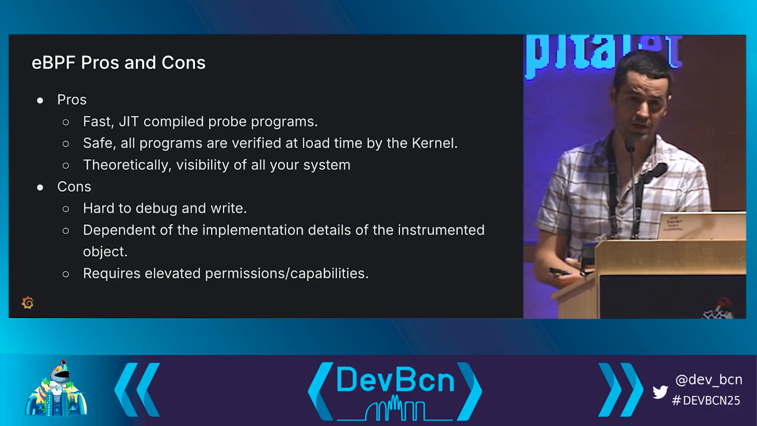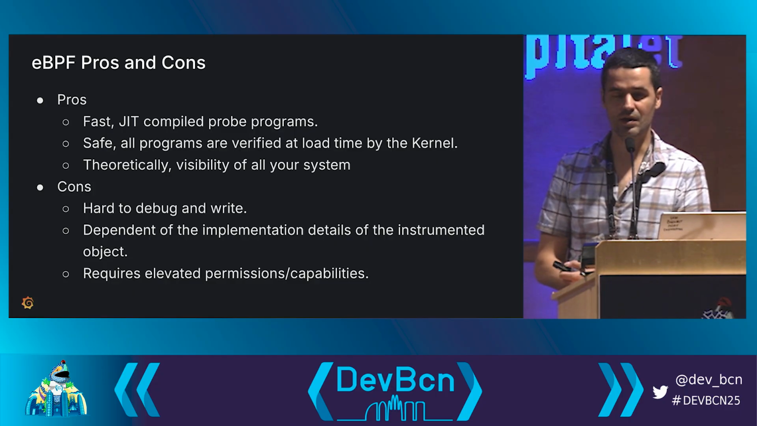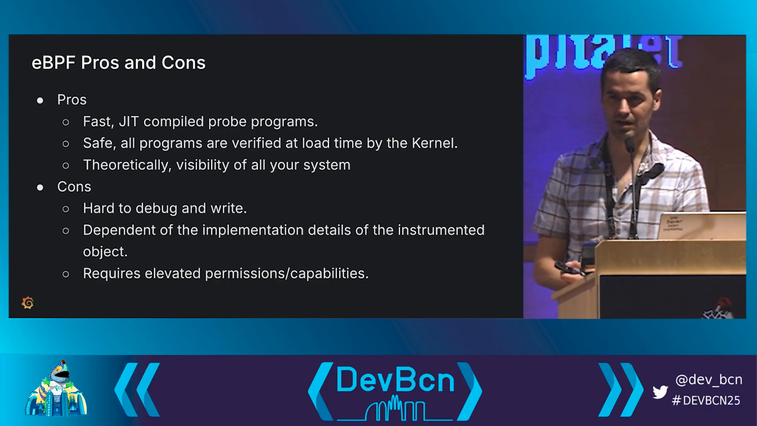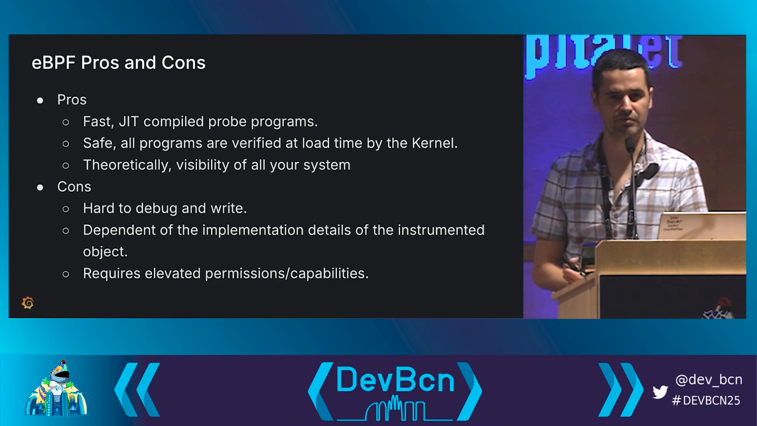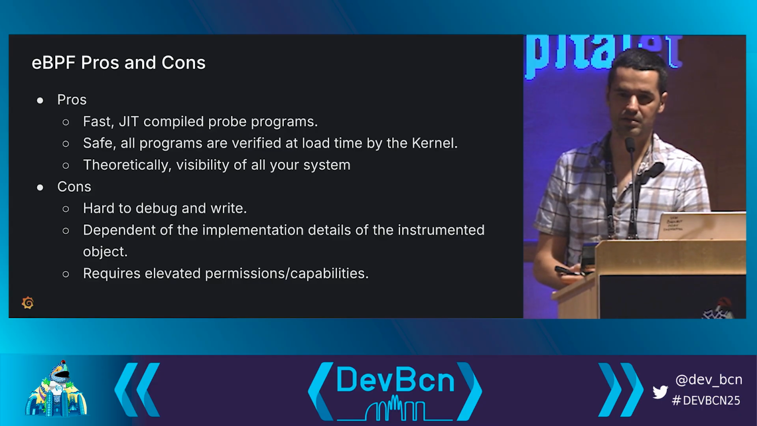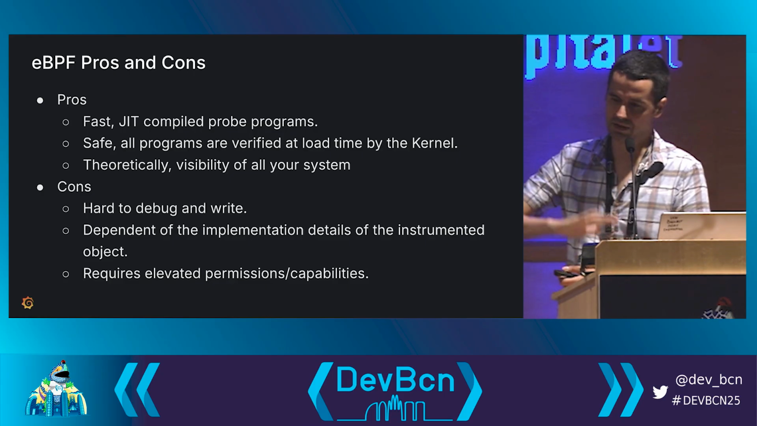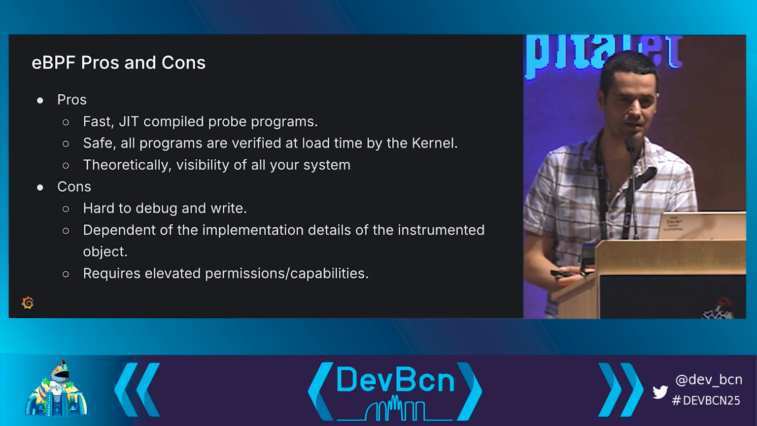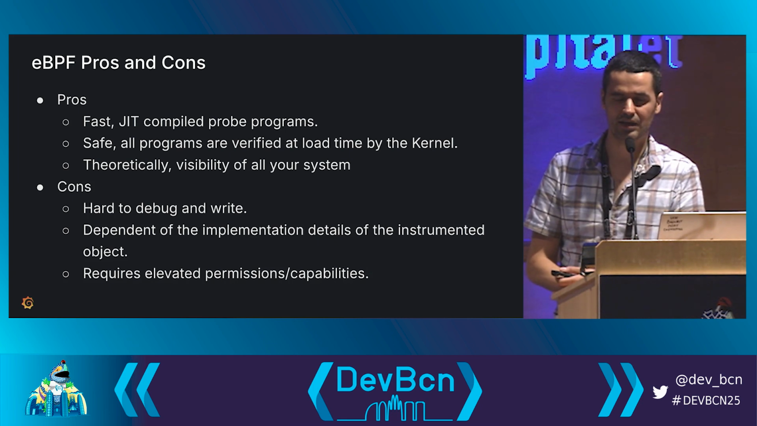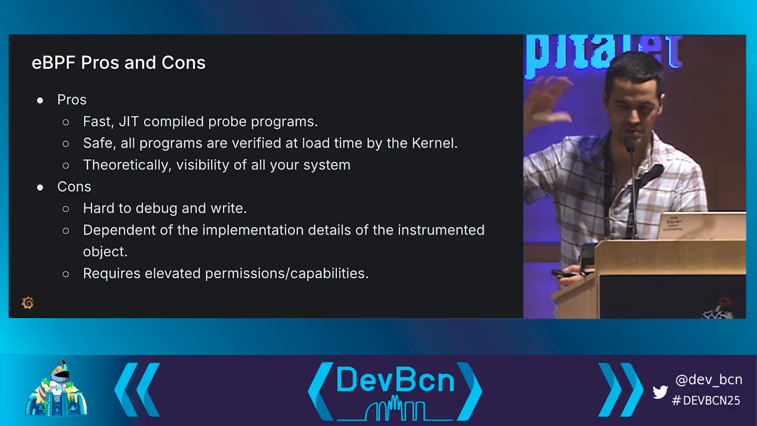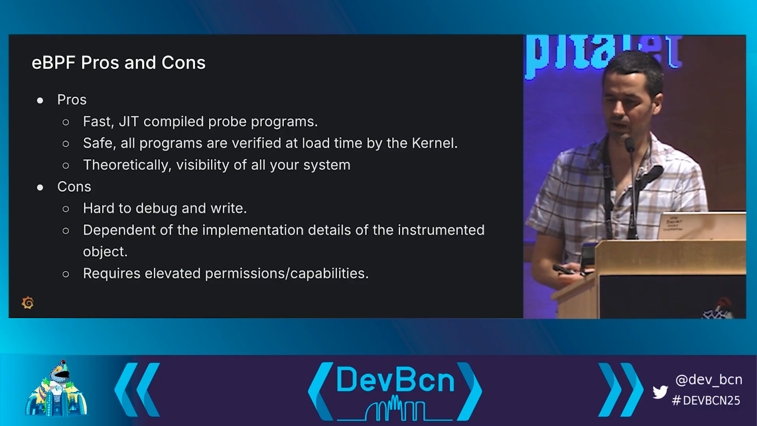The cons: it is hard to debug and write. It works at the kernel level. So basically, debugging eBPF is via print, printing data in a queue that is provided by the kernel. And yeah, it's like watching the Matrix. You just see a lot of symbols, and if you understand them, well.